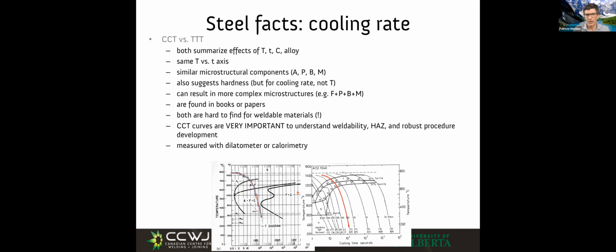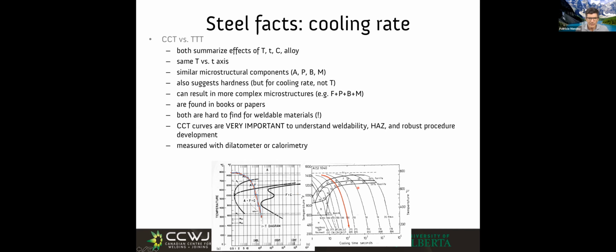There is an indirect way of saying grain size, because if the holding temperature is high, the grain size is big, right? So the effect of grain size, austenite grain size, is much smaller than the effect of alloy, but it matters. Okay. Something else about these diagrams.